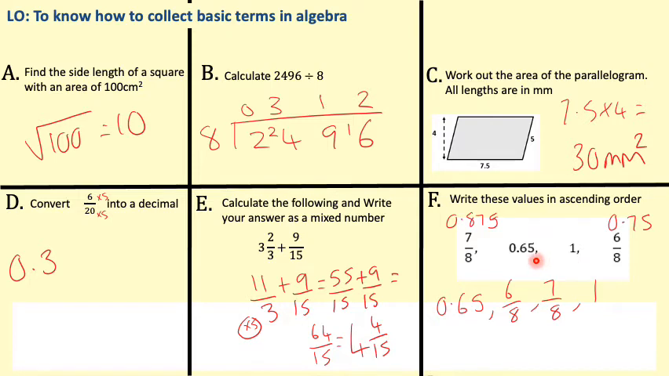So we say, right, so in ascending order, smallest to biggest. So the ones that are starting at 0 are going to be smaller than the whole one. Then we look to our number in the tenths column, and we have 0.65, so that will be first, then 0.75, then 0.875, and then 1.